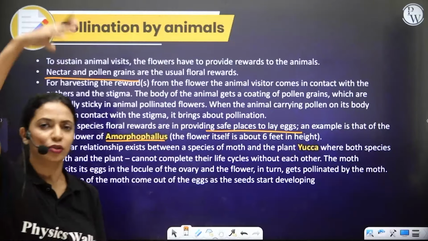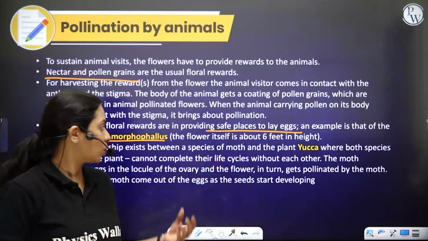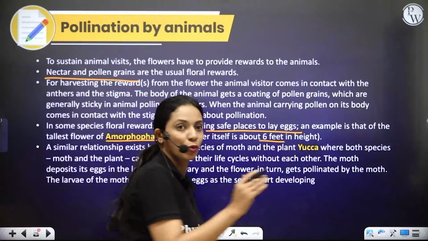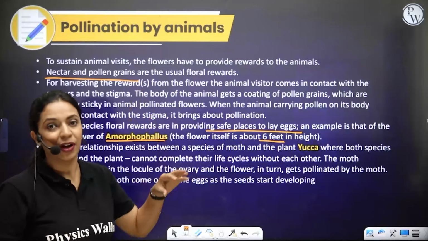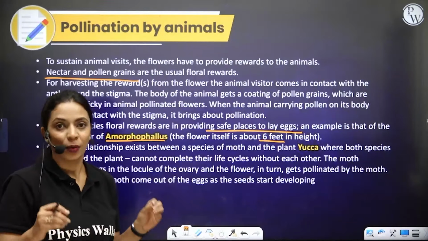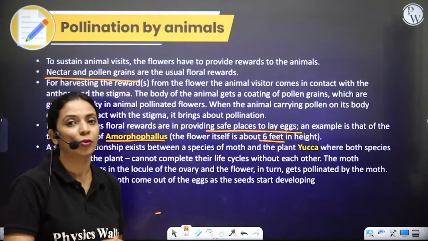It produces a very tall flower which is about 6 meters in height, much taller than me. So, I'm sorry, 6 feet in height, not 6 meters, which is much taller than most of us. So, that flower will allow some insects to lay eggs in them. Okay, so when the insects come to these flowers to lay their eggs, it will bring about pollination.